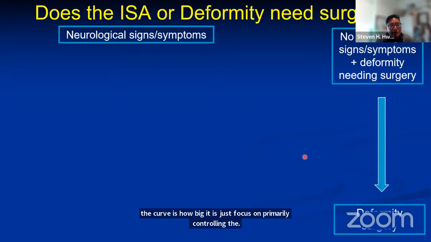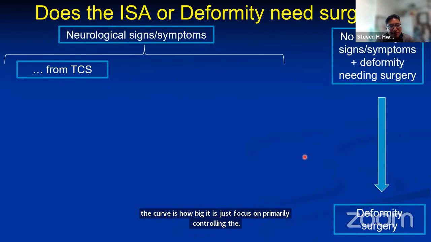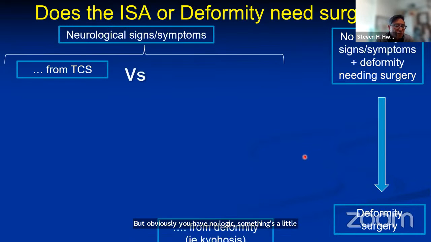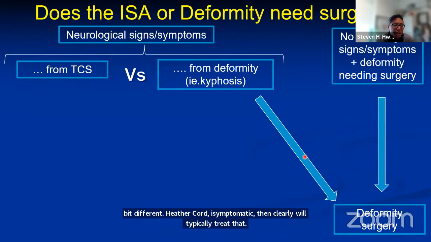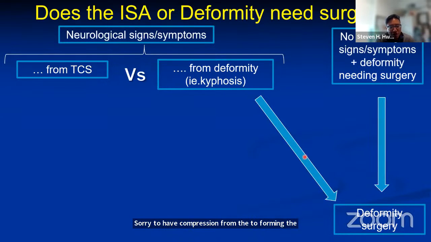But obviously, if they have neurologic symptoms, it's a little bit different. If they have a symptomatic tethered cord, then clearly we'll typically treat that. If they have compression from the deformity, the kyphosis, we'll treat the deformity. So try to get 2 birds with 1 stone. Try to take the kyphosis off, like that last example, and correct some of the deformity at the same time.